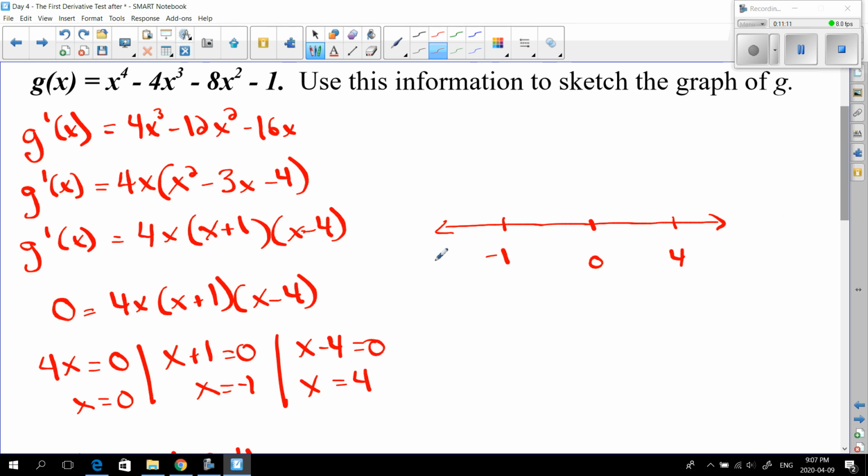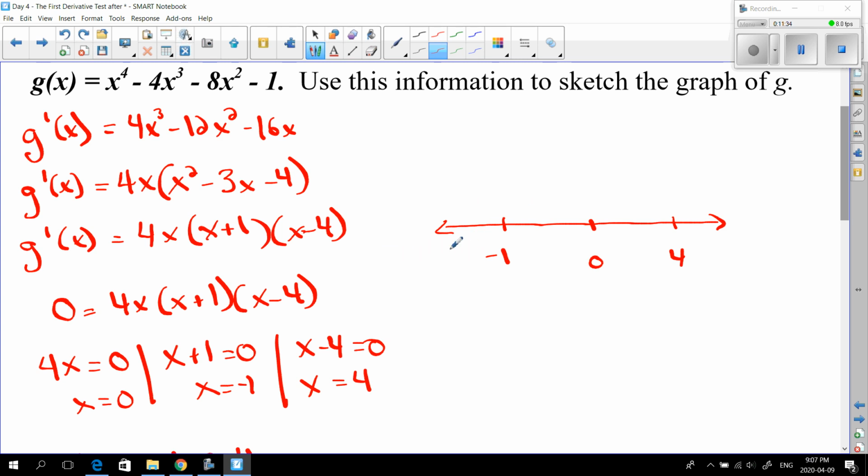What I have to do is pick values of x on each interval, plug them into the first derivative to see whether my g prime x, whether the derivative works out to be a positive or a negative. Now, I don't care if it's a +20, +30, +782. I just want to know if it's positive or negative for that matter.